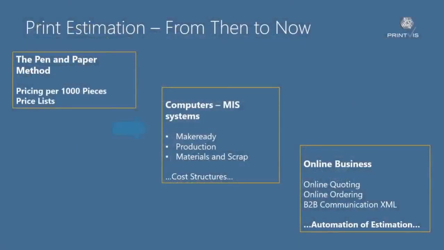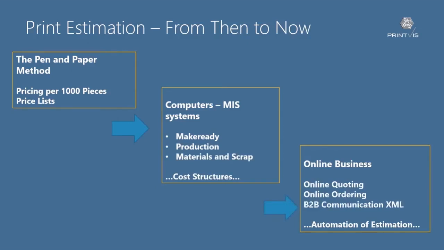Many years ago, the calculation of print was simply done with pen and paper, and to make it easier on the estimator, who was often a business owner or a manager, quotes were often given in prices per 1,000 or price lists. Later, spreadsheets helped simplify and organize complex calculations, and eventually computers and MIS systems emerged and became affordable. These days, online business is thriving, and this makes it really important for us to be able to automate our estimates.